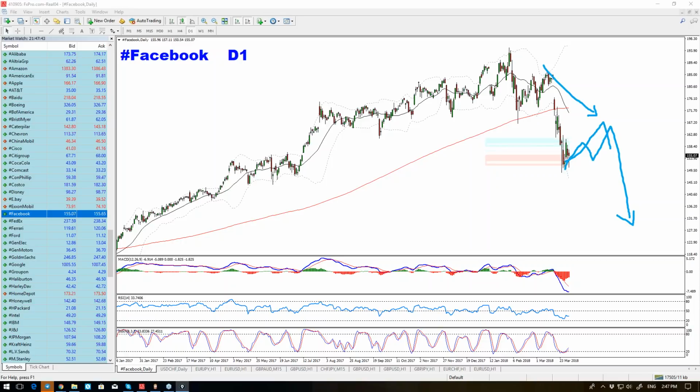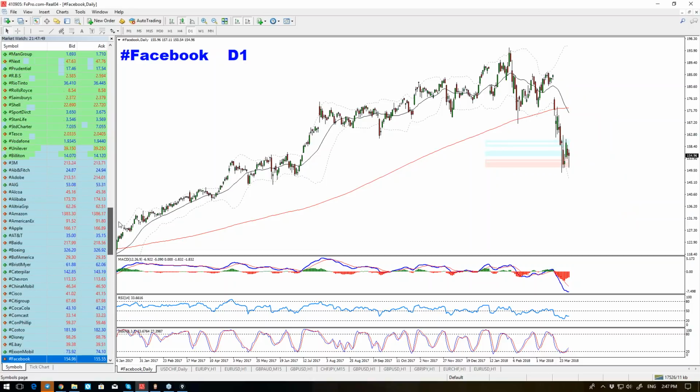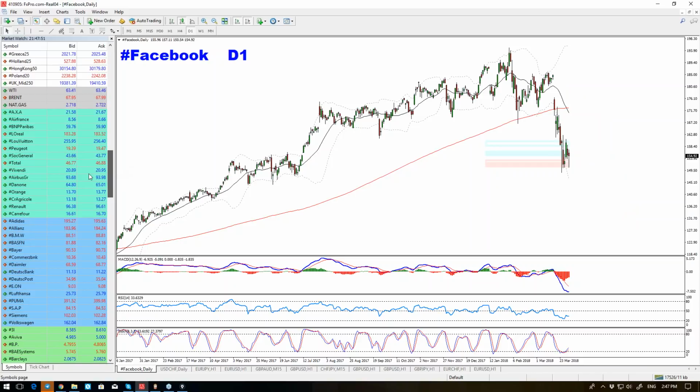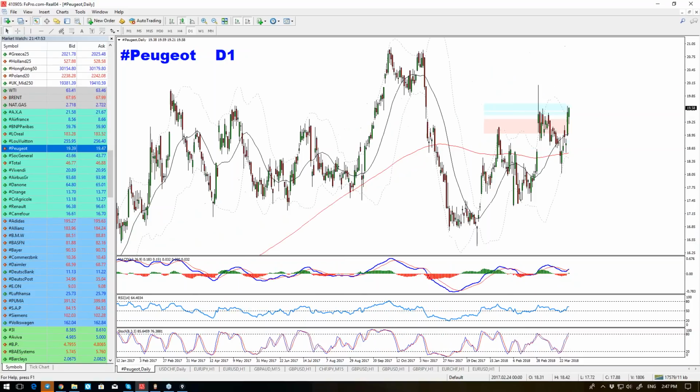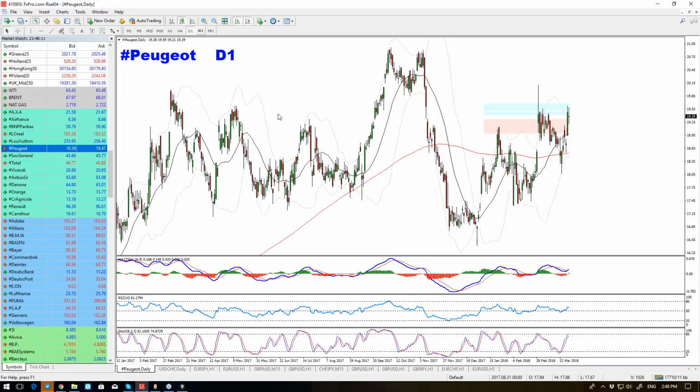Once the daily completes its correction, the 4-hour chart comes into play, and then we can go and trade the 4-hour chart. There is one new stock coming into our watch list. This is the Peugeot, and the reason for that is the triple cycle from the weekly, false break, convergence, and pullback. The pullback looks good, looks promising, looks mainly correct.